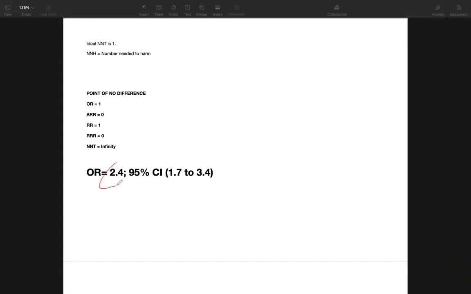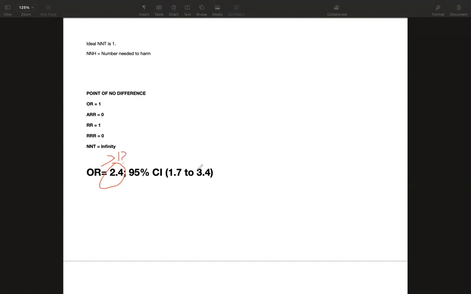Okay, so the value of OR should be greater than 1, the point of no difference. Point of no difference means your results are not significant. As you can see here, what is the value of OR? It is 2.4. Is it greater than 1? Yes. That means your study passed the first step.